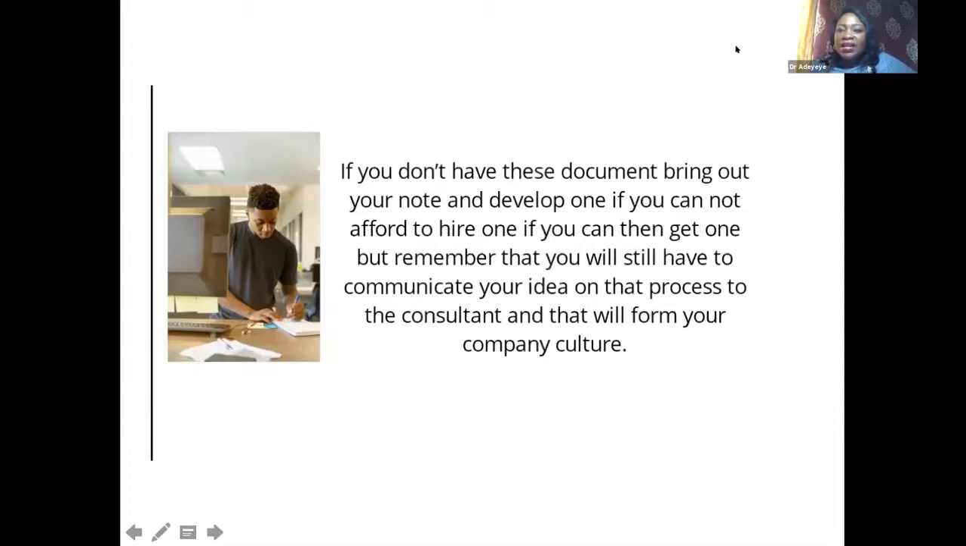So this next slide says that if you don't have these documents, bring out your notes. This statement is for you, and develop one. If you cannot afford to hire somebody to do it for you, if you want to hire someone, I'm available. I'm going to help you. I will help you to do it. I'm available, so please reach out to me. I can help you develop your company policies, either HR or whatever you want it to be. I'll work with you.